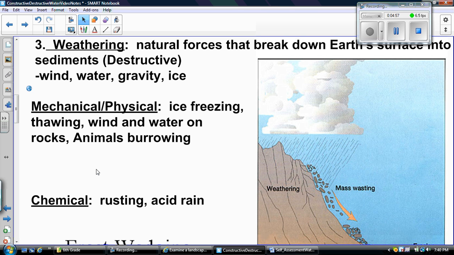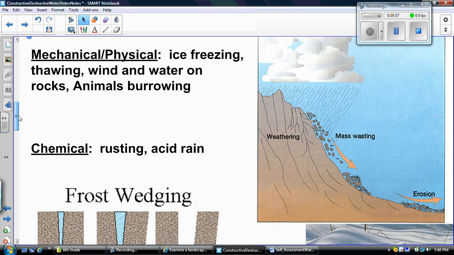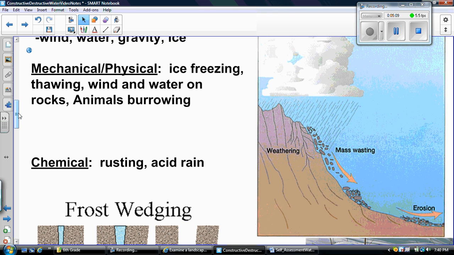Chemical weathering will actually change the chemical makeup of the rock or the matter. Acid rain and rusting are examples of chemical weathering. So here's a picture of weathering through water from the rain. It's breaking that rock into smaller pieces called sediments. When those sediments get pulled down by gravity, that's erosion.